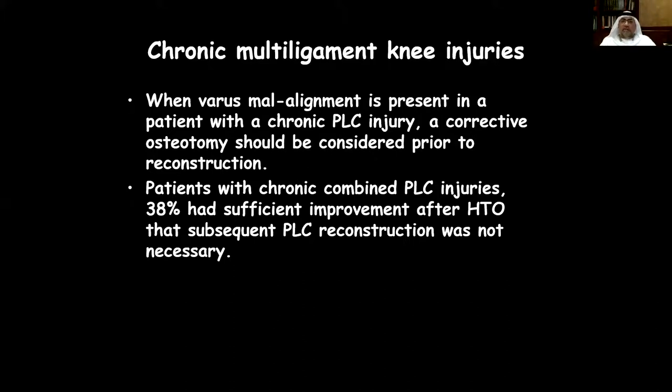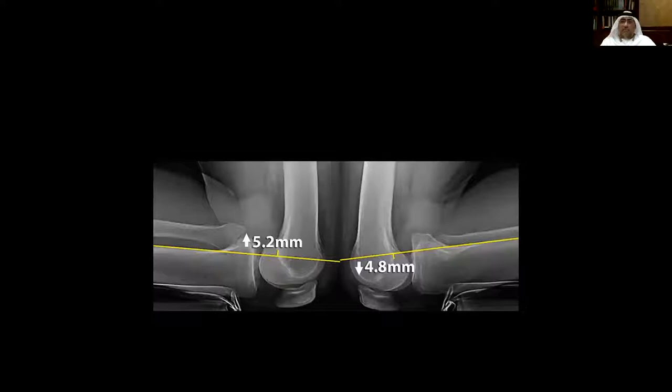And if there is a varus malalignment present in a patient with a chronic PLC injury, we need sometimes to correct it with an osteotomy prior to the reconstruction. A high tibial osteotomy, open wedge, can correct it, and maybe we don't need to do a PLC reconstruction. So when we assess a PCL injury, we need to assess what type of PCL injury, grade 1, 2, or 3. If it is very displaced posteriorly on a stress image compared to the other limb, then yes, we need to address it. If it's a grade 1 or maybe 2, maybe you can treat it conservatively. It depends on the situation, unless it is a multiple-ligament injured knee, then we need to assess each ligament alone.